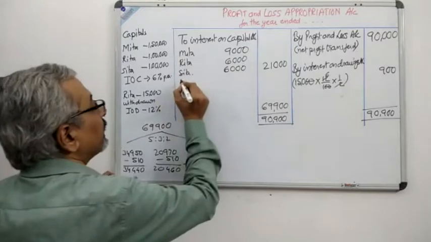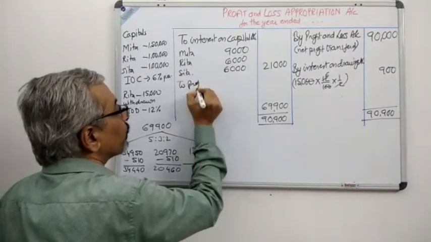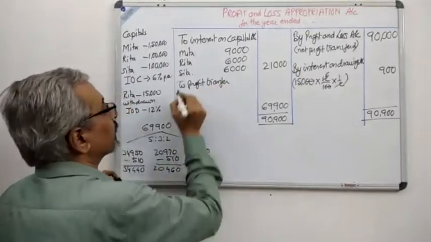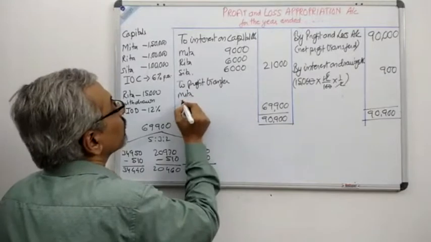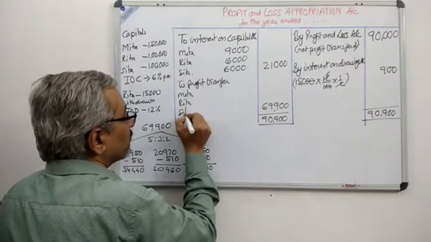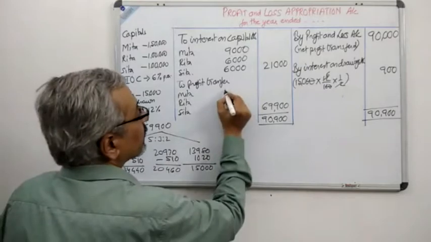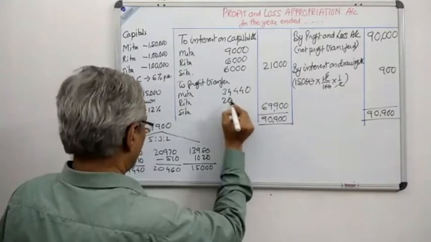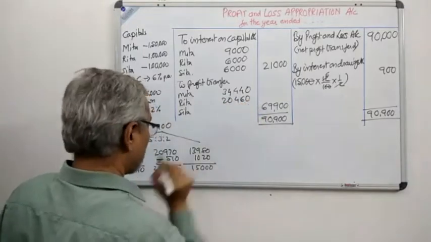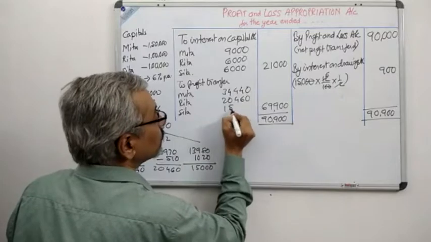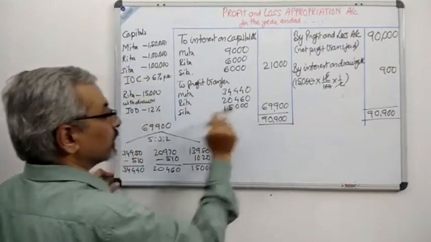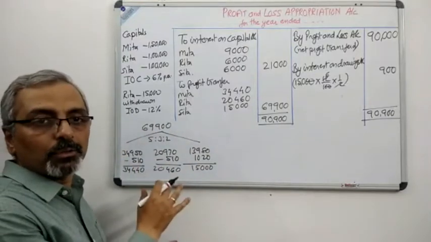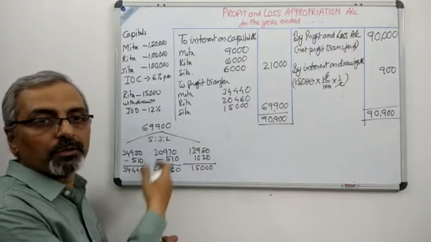So now we write profit transfer. Where is it transferred? It is transferred to the capital account. And we have Mita, we have Rita, and we have Sita, and we have calculated how much. That is 34,440 to the first partner, 20,460 to the second partner, and 15,000 to the last partner because Sita was given the promise. The calculation has been shown over here. How will we calculate the minimum promise which was to be given, and we have done that.